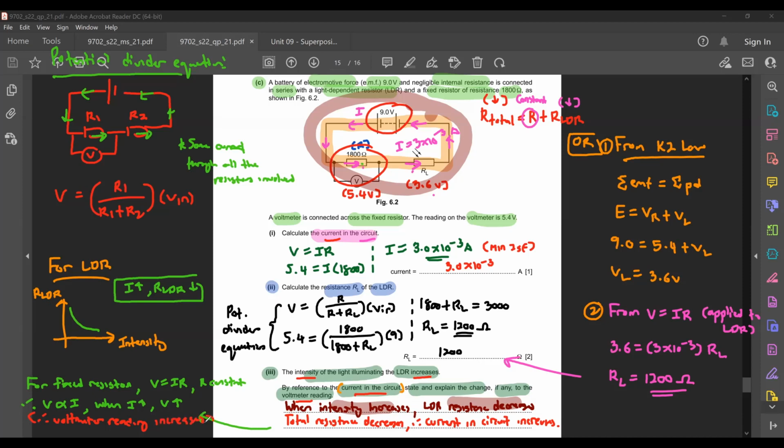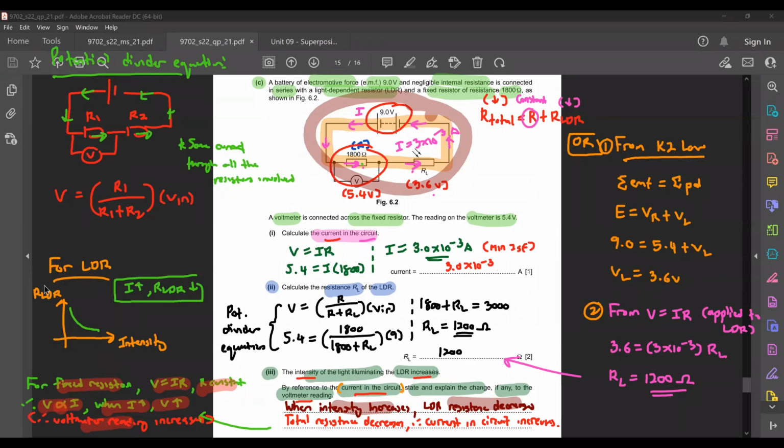increases. Okay, so this answer is a bit long-winded, because I'm trying to explain it. I say that for the fixed resistor, if you apply the equation V equals IR, the fixed resistance here is constant. So PD will be proportional to current. When your current flow increases, your voltage will increase. The PD across your fixed resistor will increase. Therefore, your voltmeter reading will increase.